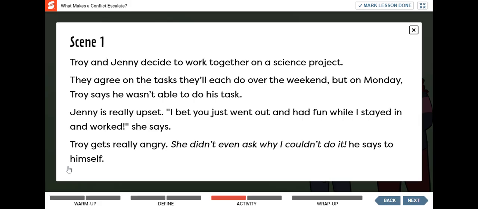Scene 1. Troy and Jenny decide to work together on a science project. They agree on the tasks they'll each do over the weekend, but on Monday, Troy says he wasn't able to do his task. Jenny is really upset. "I bet you just went out and had fun while I stayed in and worked," she said. Troy gets really angry. "She didn't even ask why I couldn't do it," he says to himself. So, reasons for escalation. You're going to mark all that apply: not managing emotions, jumping to conclusions, making assumptions, and involving others.